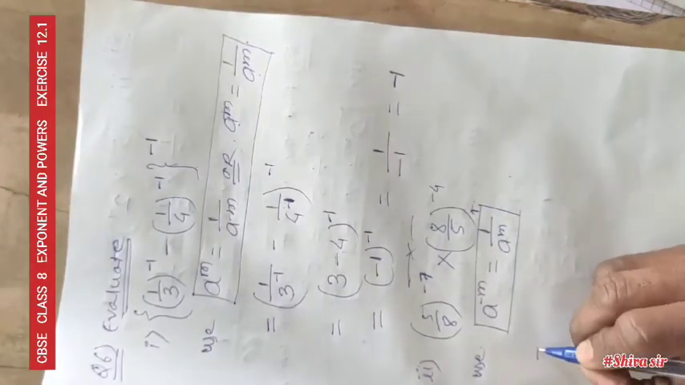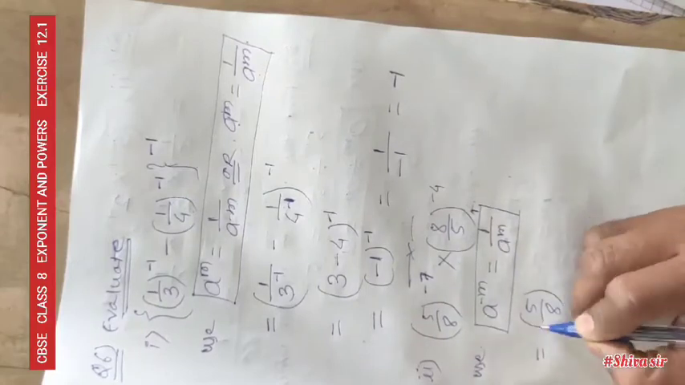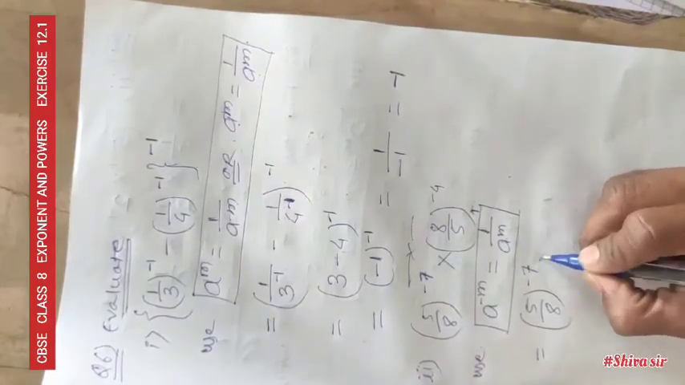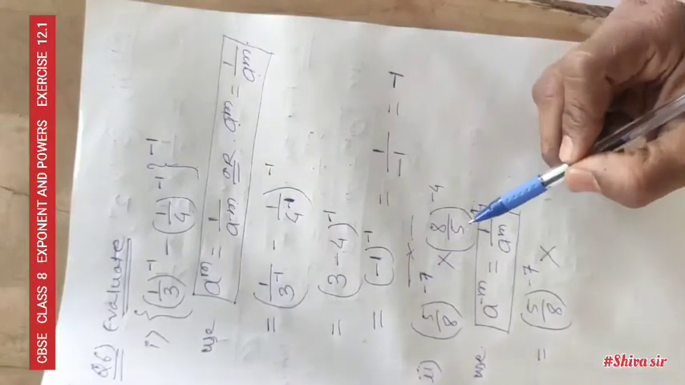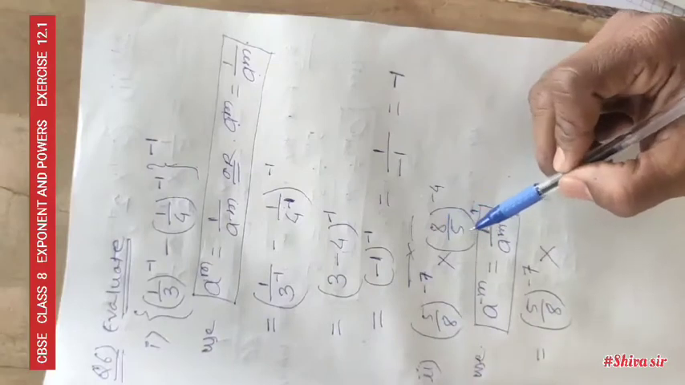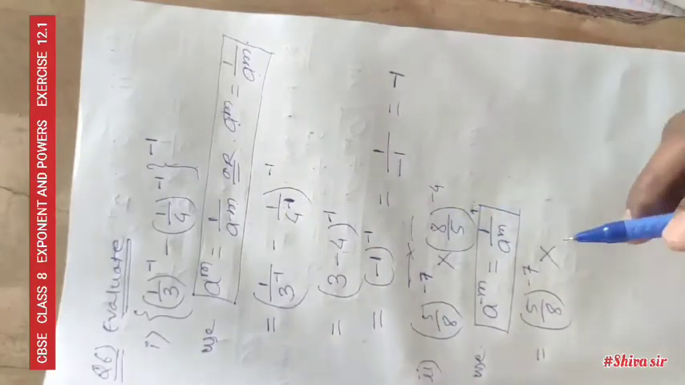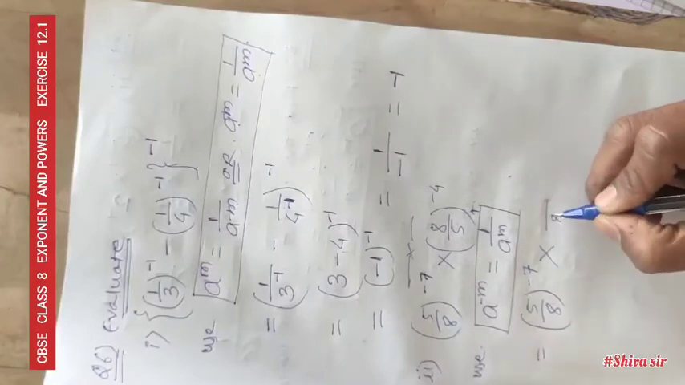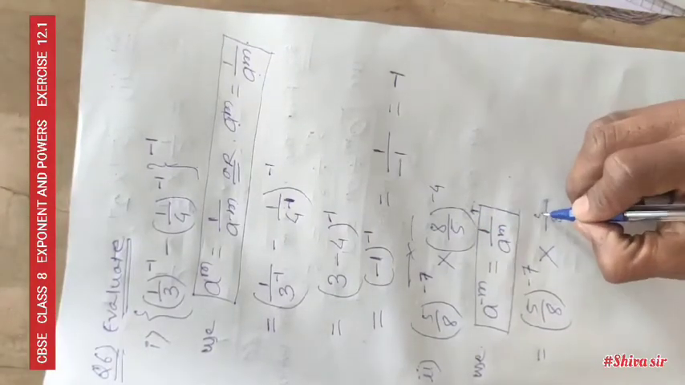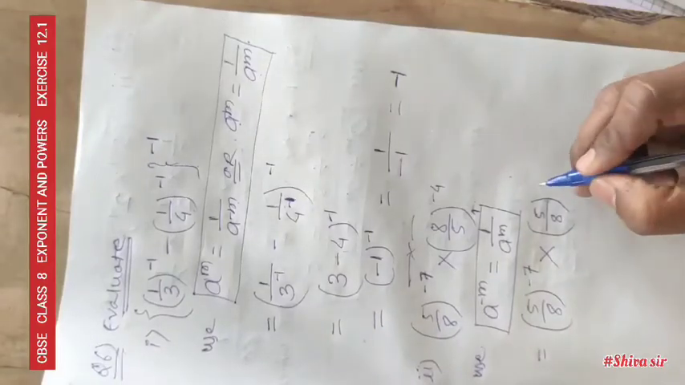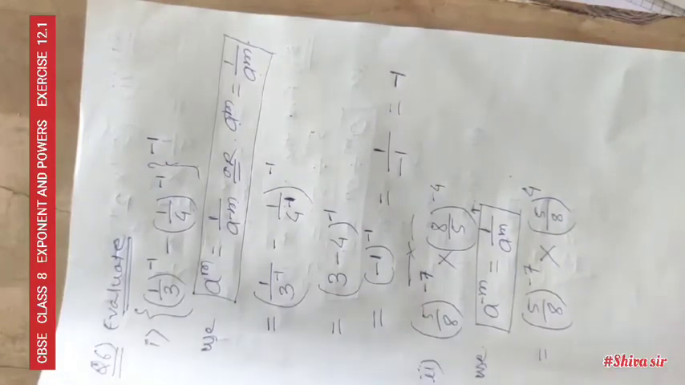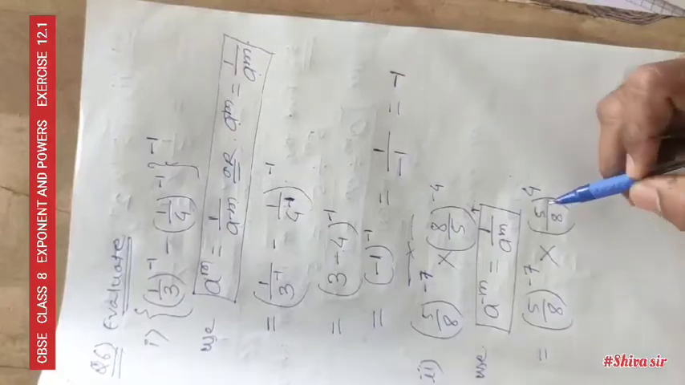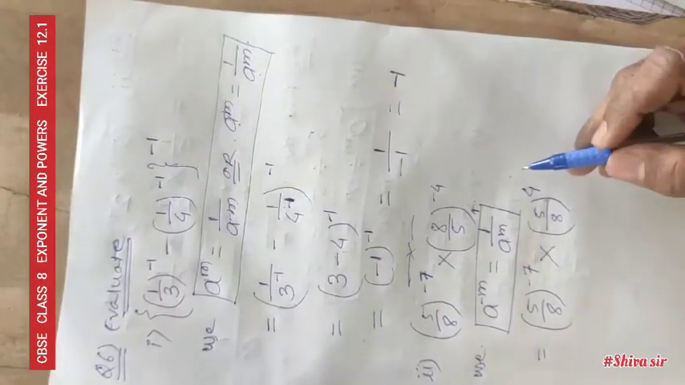For the second term, that is 5 upon 8 raised to the power minus 7 into, here the multiplicative inverse means write the denominator part in the numerator and the numerator in the denominator. So here 8 upon 5. The 8 present in the numerator is written in the denominator, and the 5 present in the denominator is written in the numerator, and we make its exponent positive, that means only 4. There is no need to write the minus 4, because we just wrote down this inverse step, the multiplicative inverse.